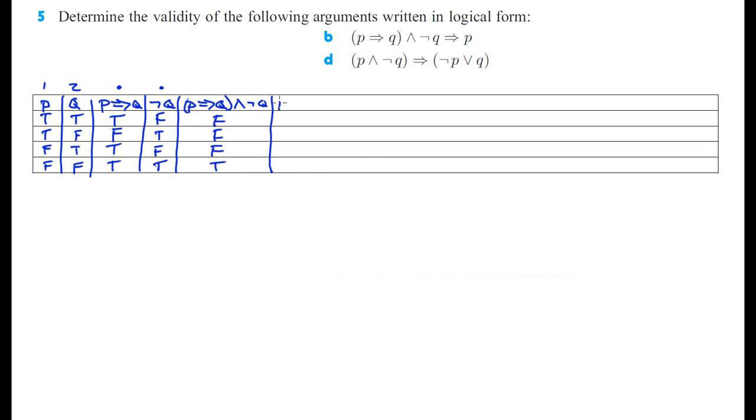So we've got P implies Q and not Q. Does that all imply P? Here's where we finally determine the validity. There's our first argument, and let's get rid of those. That's the if part, and then the then is the P. So there's our second part.